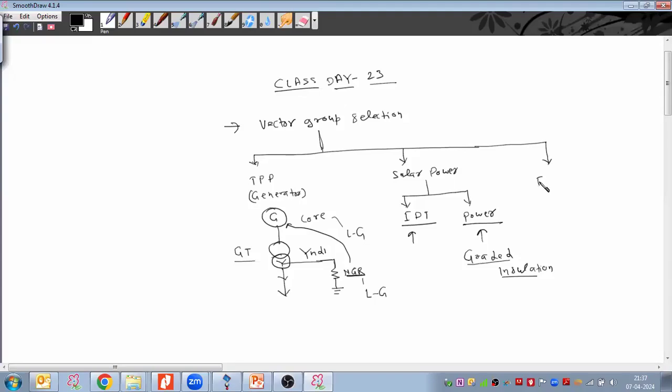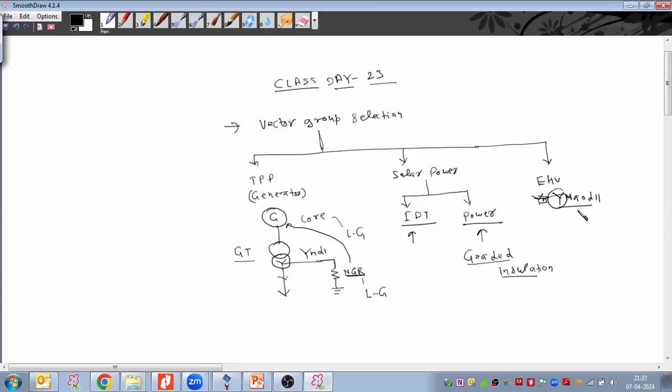And by covering this advantage of graded insulations, we move on to when we have any EHV substation. So in that EHV substation, why do we use the star? Why do we use Y and the vector group star here?